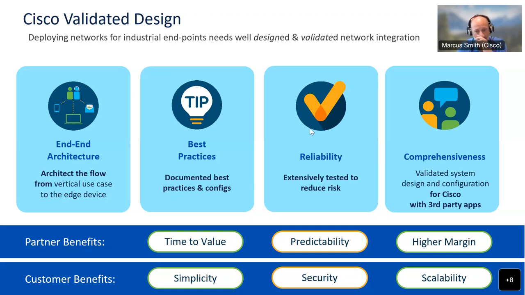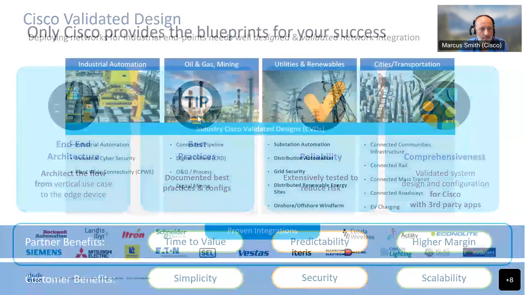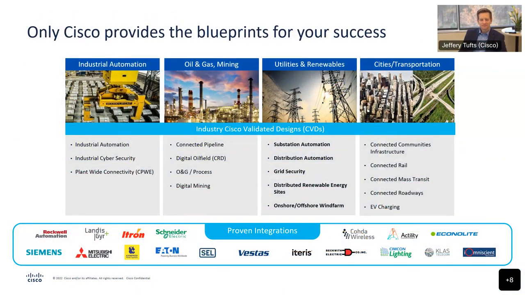And then finally, comprehensiveness. Like I said, we test a lot of the Cisco portfolio, not just the hardened IoT products. We also test a lot of different third-party products where they're relevant to the solutions. Next slide, Jeff. Sorry, Marcus, I'm trying. There we go. So this is just a summary. There are Cisco Validated Designs for most verticals that we're involved in. Obviously, for utilities and renewables, we've got quite a few CVDs now available on our external website, and we're going to quickly look at substation automation and distribution automation.